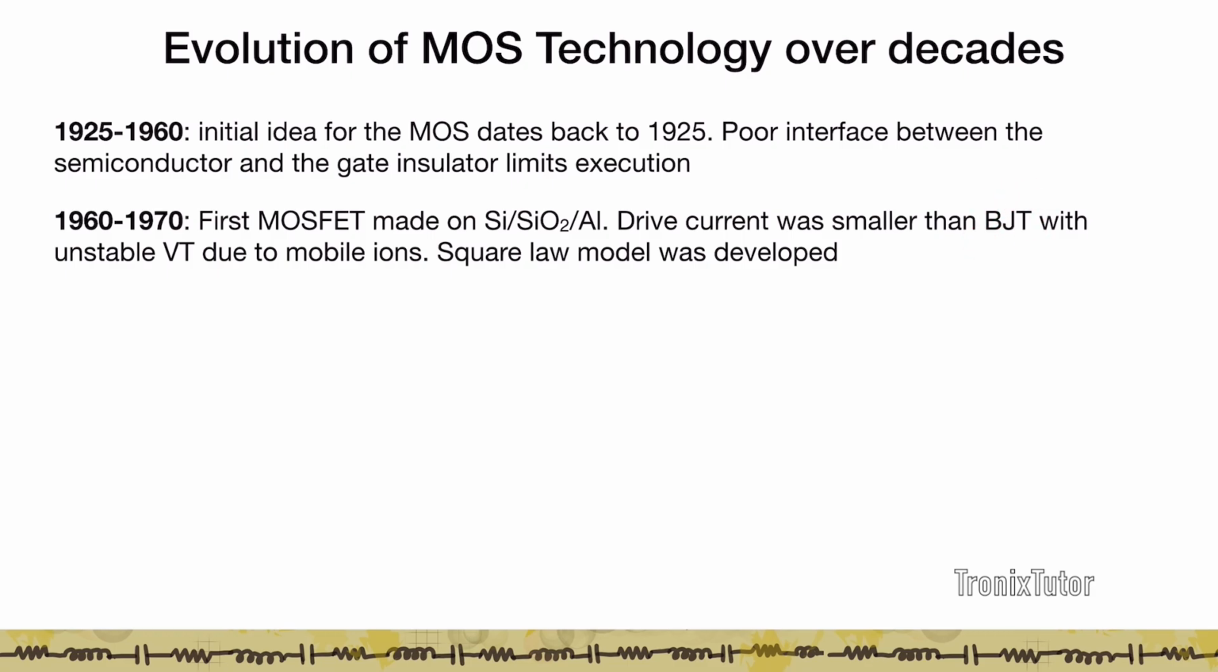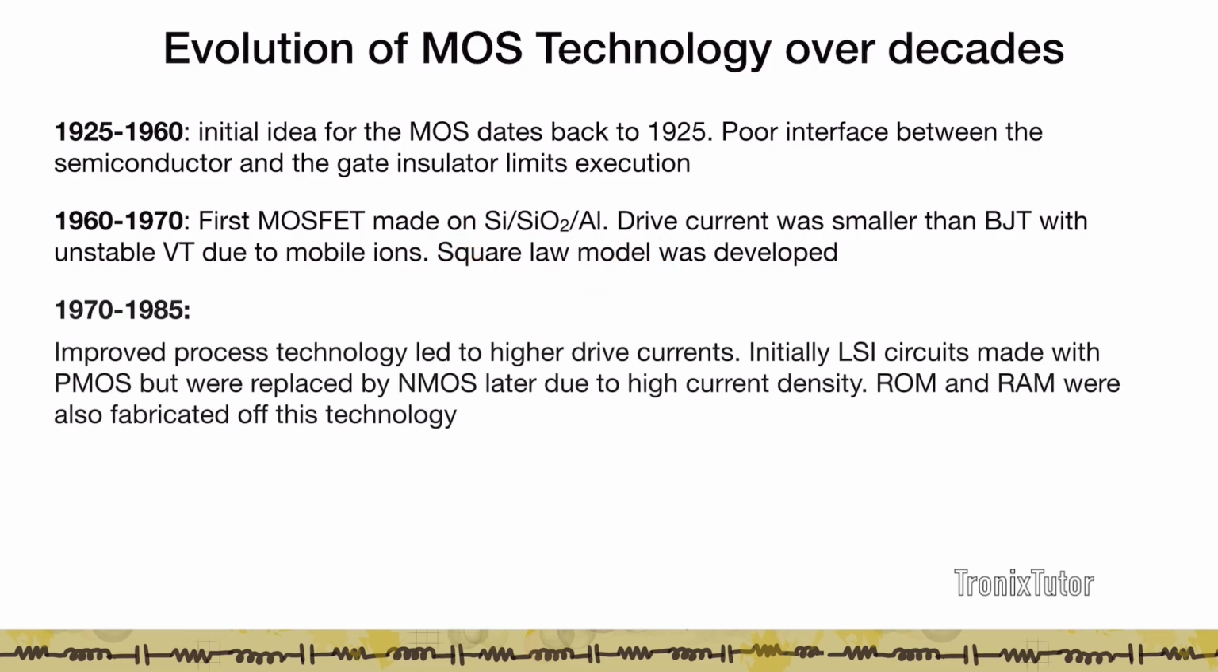And another problem there was the VT, which was unstable due to the mobile ions present in the oxide. The square law model was developed in that decade. The next decade or two saw improved process technology, huge changes in process technologies, in the development of clean rooms, in the development of clean processing, wet cleans, etc., which led to better quality MOSFETs, leading to very high drive currents. So it was in this decade that the MOSFET drive current became better than the BJT.